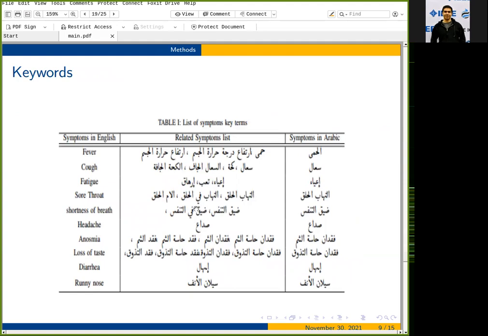So these are the list of keywords we used: fever, and the synonyms of fever in Arabic. So if some of you are familiar with Arabic, you will be able to understand this list of synonyms: cough, fatigue, sore throat, shortness of breath, headache, anosmia, loss of taste, diarrhea, running nose.